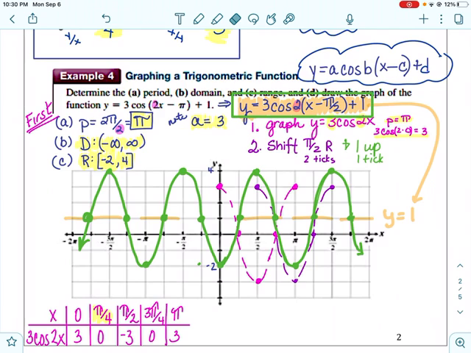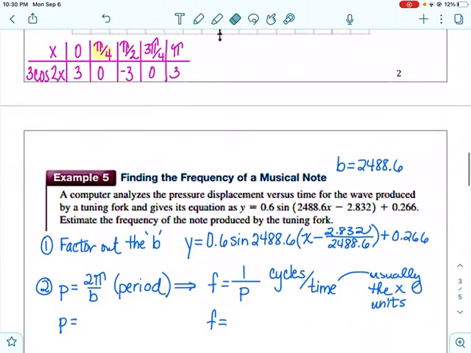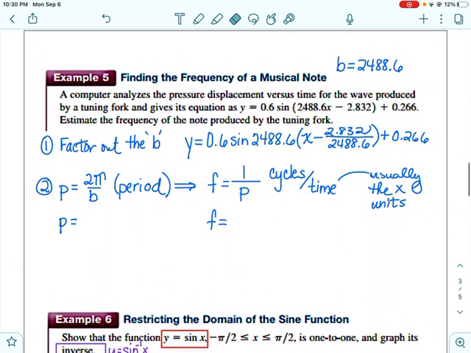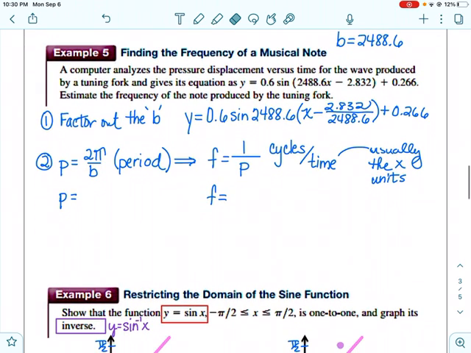Okay, when you come back, we're going to pick up with finding the frequency of a musical note. Frequency then is, if you can see down here, the reciprocal of the period, and we very often use it with sound in units of hertz.